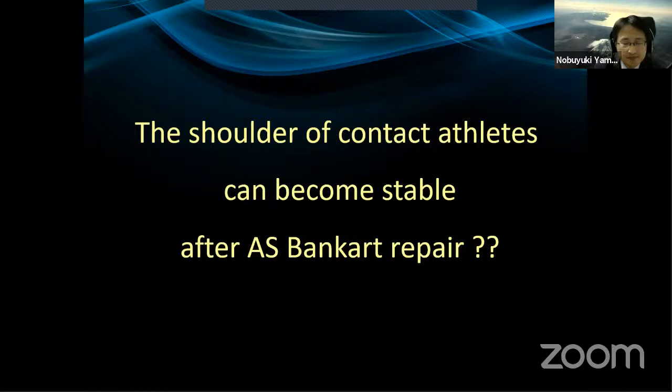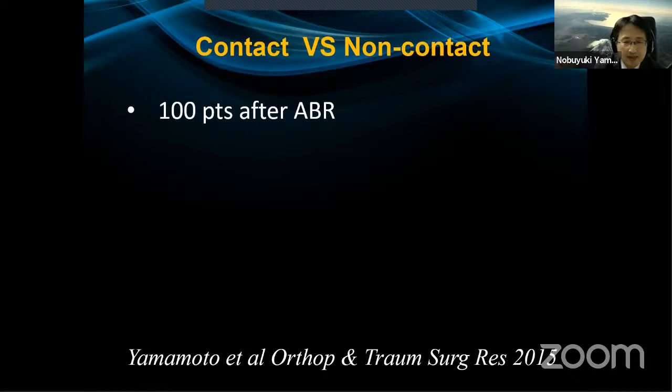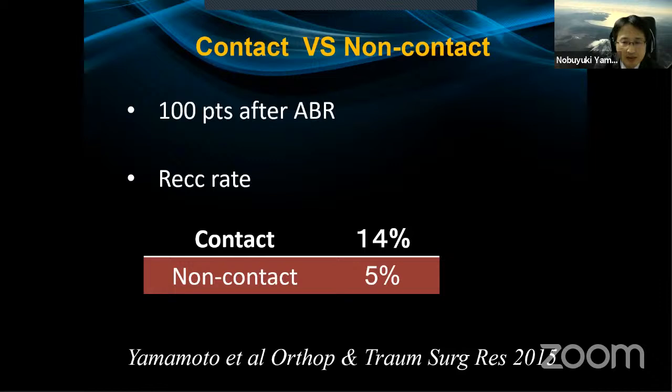Looking at the literature, the recurrence rate after arthroscopic Bankart repair in contact collision athletes is 25% to 38%, it's high. Our series of 100 patients indicated the recurrence rate of contact athletes was 14%, whereas non-contact athletes, 5%. It's 3 times.